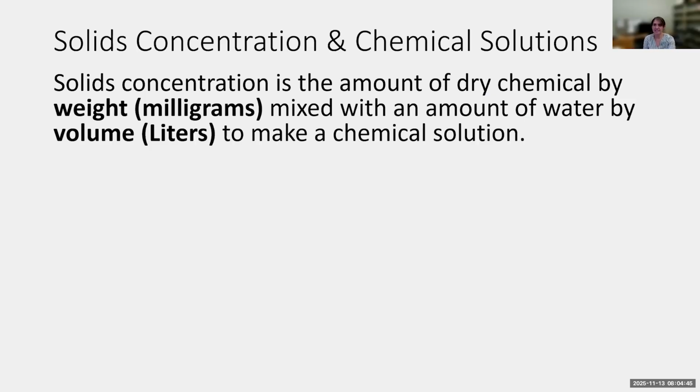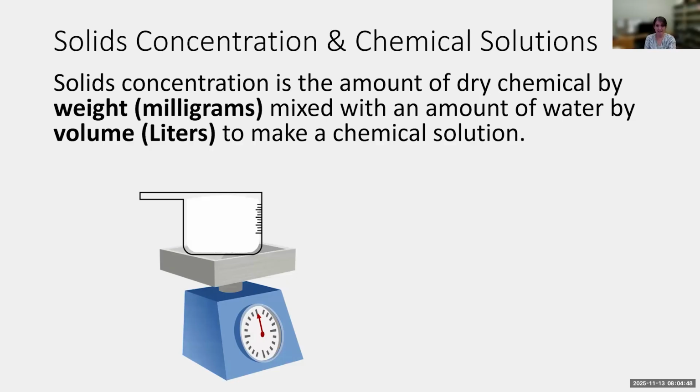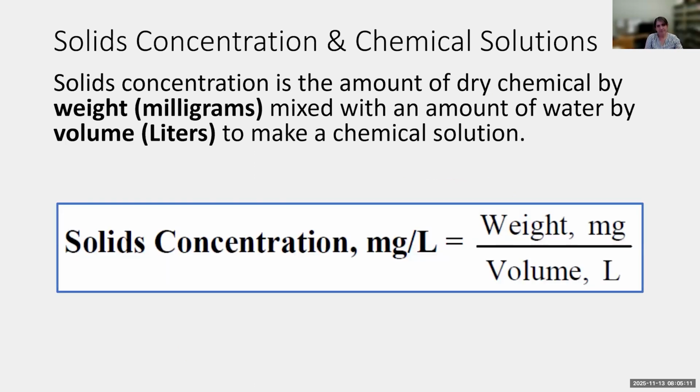Solids concentration is the amount of dry chemical by weight mixed with an amount of water by volume used to make a chemical solution. This is important because it tells us how strong our chemical solution is. 10 milligrams of hypochlorite salt added to 1 liter of water is going to be a weaker chemical solution than 20 milligrams of hypochlorite salt added to 1 liter of water. The units of solids concentration then are the weight of our solids in milligrams by the volume of our liquid in liters, to give us a unit of milligrams per liter.